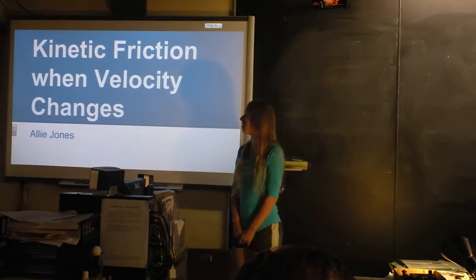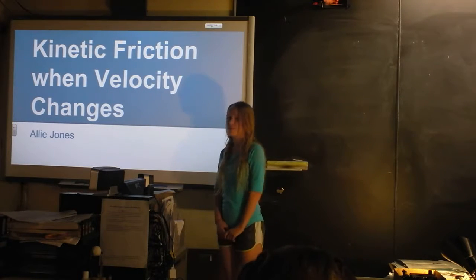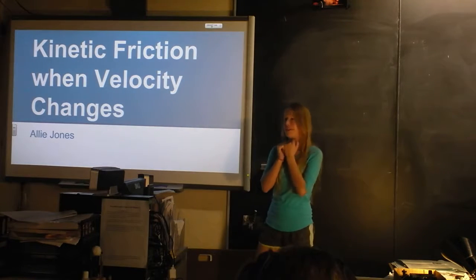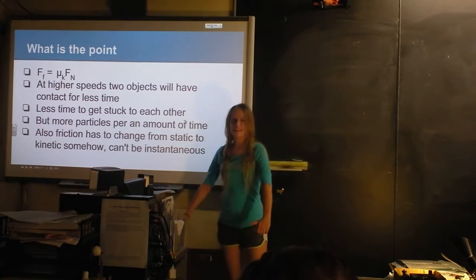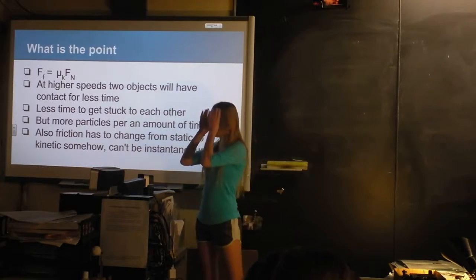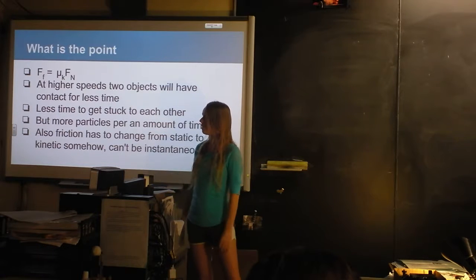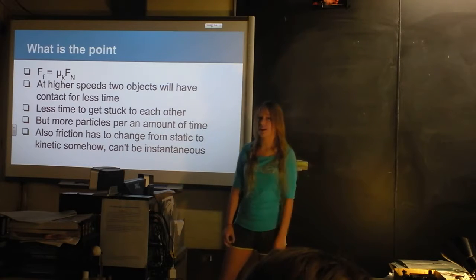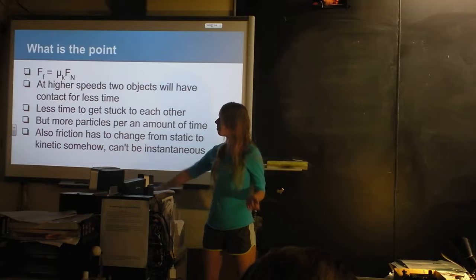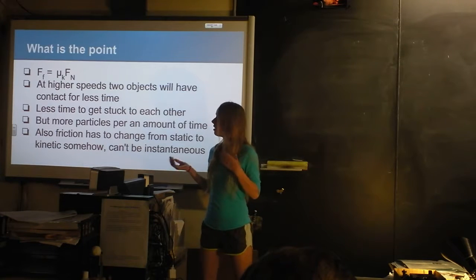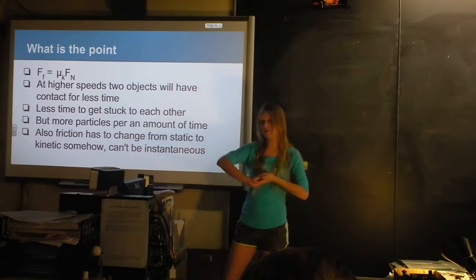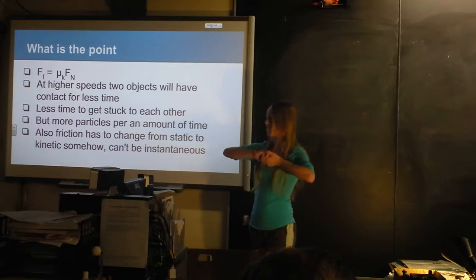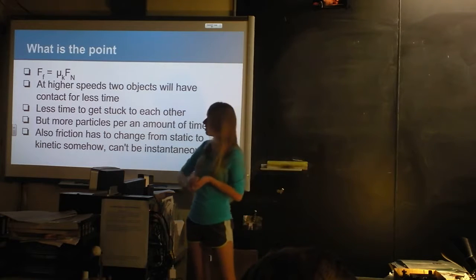Okay, so I did my lab on kinetic friction as a function of velocity, basically. Why did I do that? Obviously the kinetic friction equation is supposed to be mu k times Fn, but I thought that if you were pulling something across a table or a surface, then at higher speeds the particles in one object would be touching the other particles for less time, so they wouldn't have as much time to get stuck on each other.